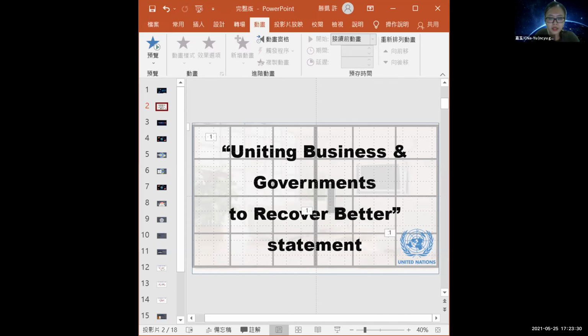So as you can see here, we have the Uniting Business and Government to Recover Better statement. This statement is backed by the United Nations Global Compact and the Science-Based Targets Initiative. Nowadays, we all know that environmental issues are endless and are likely to continue to grow. At the same time, we are now facing a global pandemic that has negative impacts and is also putting progress on the sustainable development goals in question. And one of the companies that signed this UN-backed statement is Dormakaba.